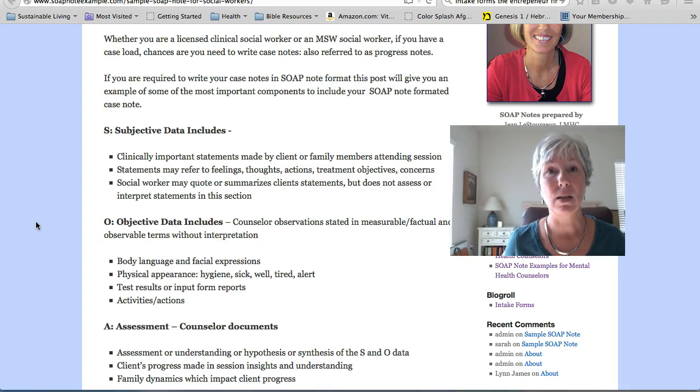Physical appearance, the client's hygiene, whether they're sick, healthy, well, tired, alert. Data would also include any test results or input from other professionals or forms or reports that you might have that either have been given to you by other professionals that are working with your client or that the client brings in themselves. Also any activities, behavior, actions, that sort of thing.